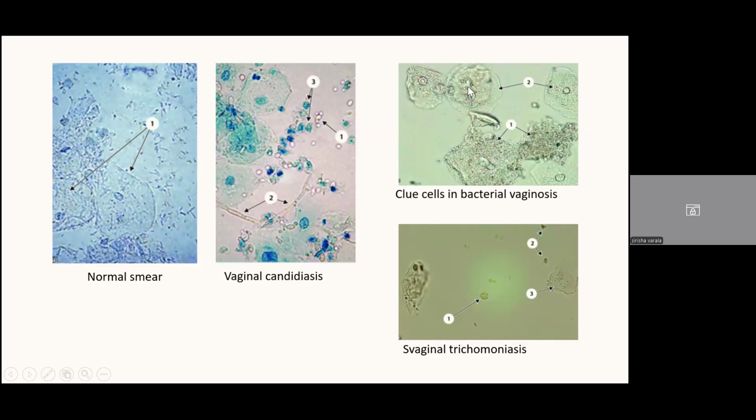This is the normal vaginal cell. This is a clue cell. So here the margins are lost because of the bacterial invagination. Then vaginal trichomoniasis, you will be able to see trichomonas only if you see it immediately. Otherwise, you see a lot of inflammatory cells.